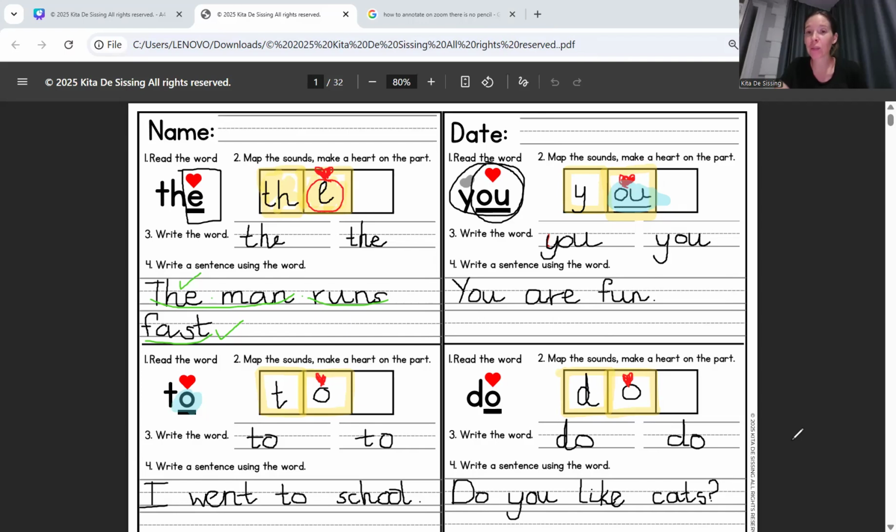Your job now is to make sure that your page is completed, that you've highlighted your sounds, that you've mapped out the spelling for each sound, and that you've practiced writing your word and written some nice sentences. You are welcome to use my sentences, but if you can write your own sentences, that will be even better.